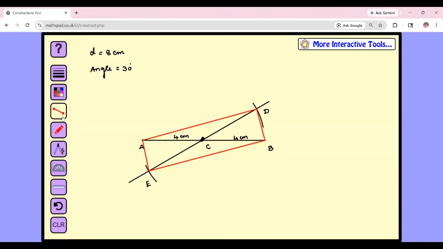Now if you measure the length, AB will be 8 centimeters and ED will also be 8 centimeters. Why? Because this is 4 centimeters and this also should be 4 centimeters. So this is how we construct a quadrilateral when the diagonals are given, and here this angle is 30 degrees.